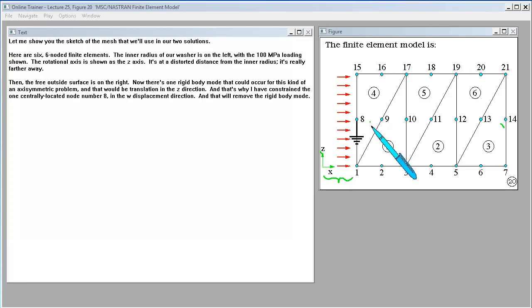Now, there's one rigid body mode that could occur for this kind of an axisymmetric problem, and that would be translation in the z-direction. And that's why I have constrained the one centrally located node, number 8, in the W displacement direction, and that will remove the rigid body mode.